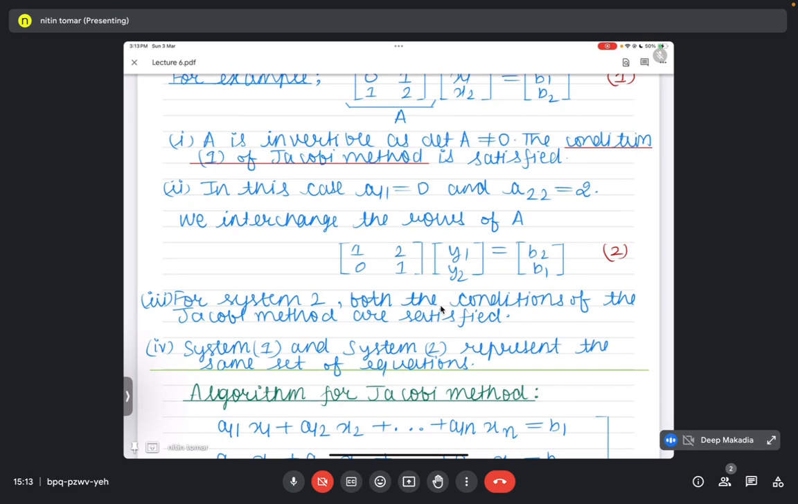So as you can see, for system 2 both the conditions of the Jacobi method are satisfied. System 1 and system 2 both represent the same set of equations, but the only difference is that the first system does not satisfy the hypothesis of the Jacobi method, whereas system 2 does satisfy the hypothesis of the Jacobi method.